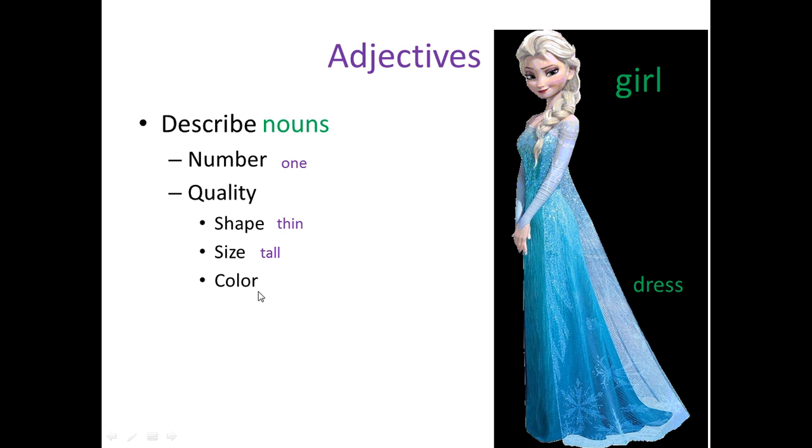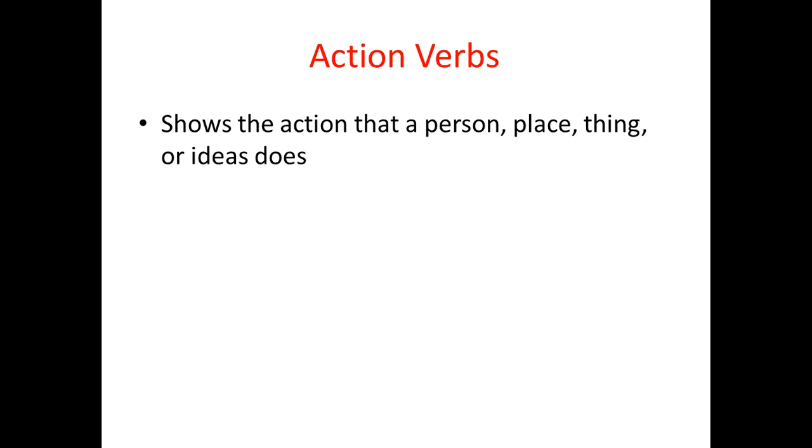Okay, what color is her dress? It's a blue dress. These words in purple here are adjectives. They describe nouns. Finally, let's talk verbs.